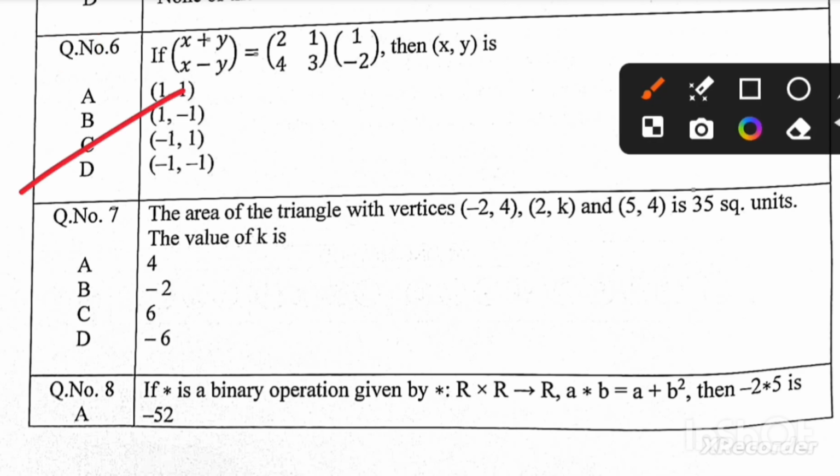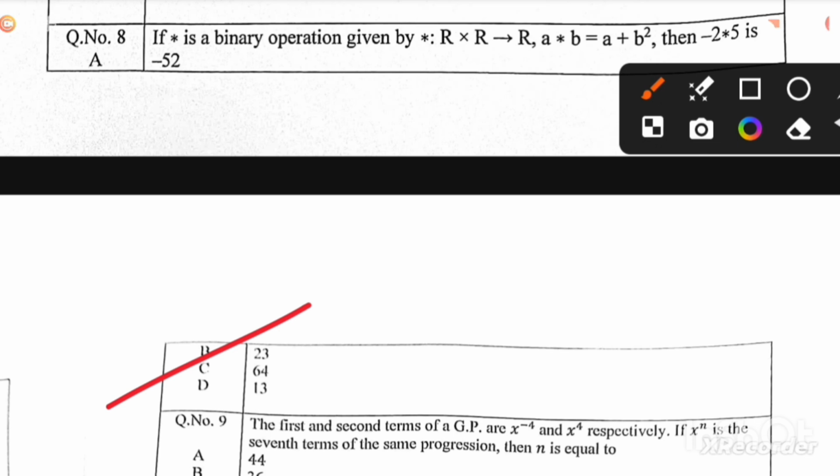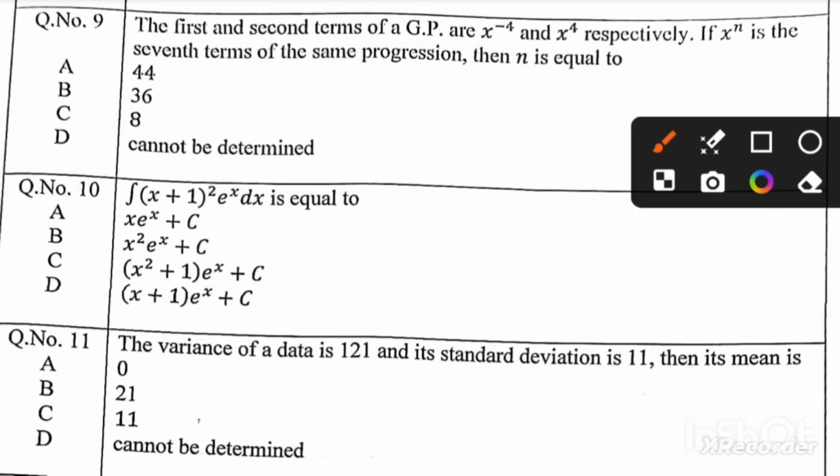The area of the triangle with the vertices is 35 square units. The value of k is -6. Question number 8. The answer is 23. Question number 9. If x^n is the 7th term of the same progression, the value of n is 44. Then 10, the answer is option C.